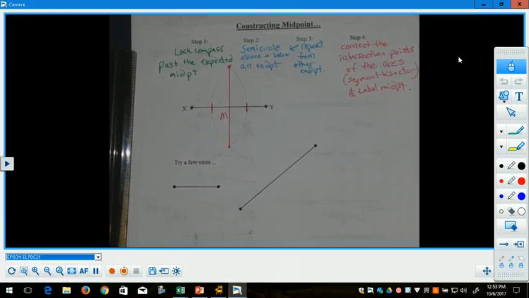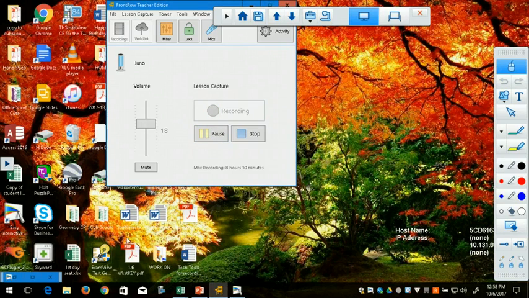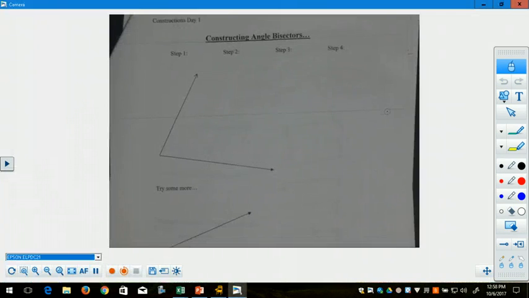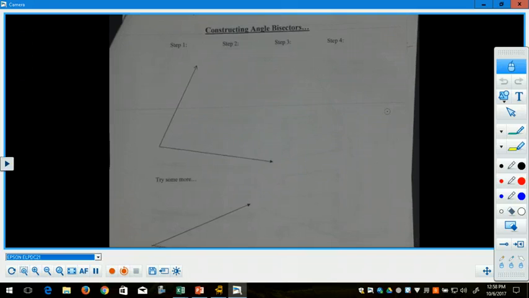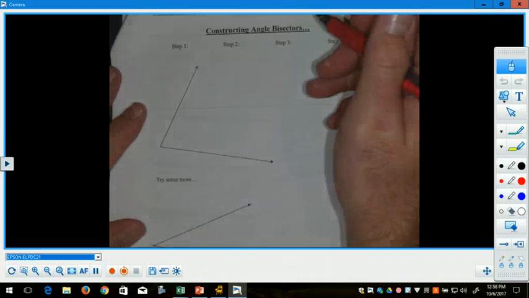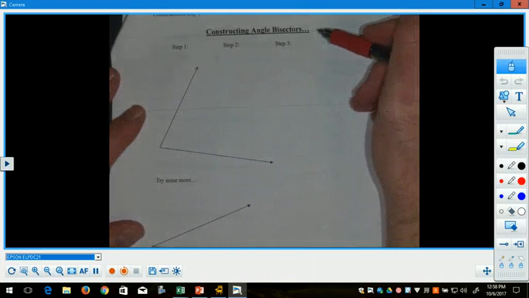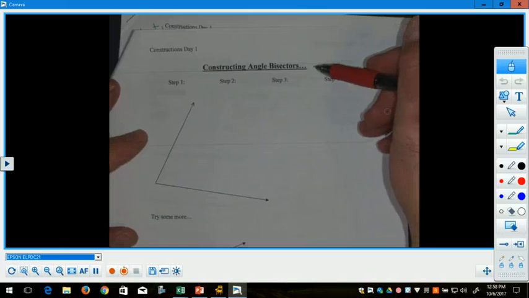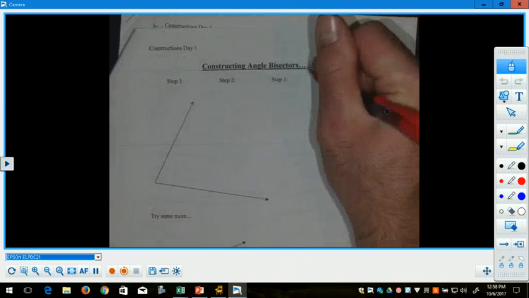There are two more constructions that we need to cover. We're going to cover at least angle bisector today. We might have to do congruent angles later. Angle bisectors. Like constructing congruent segments and midpoints, you will only have to lock your compass once for this. When we get to constructing congruent angles, you're going to have to change the setting on your compass. That one's a little more tricky.